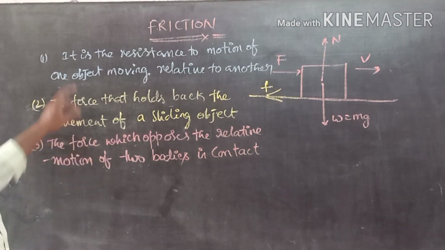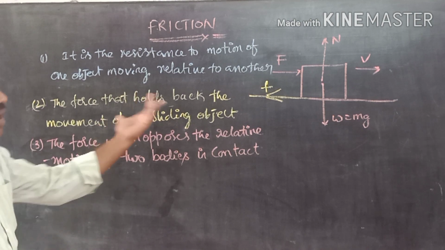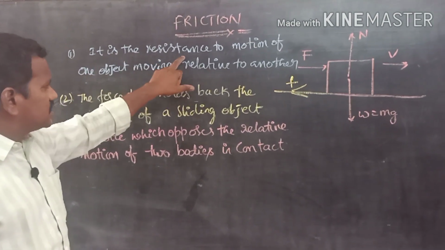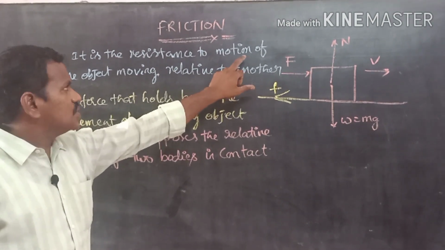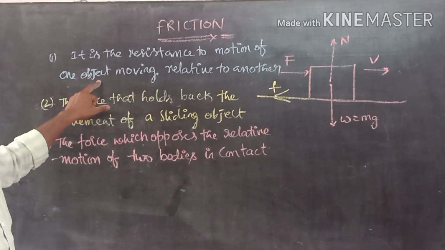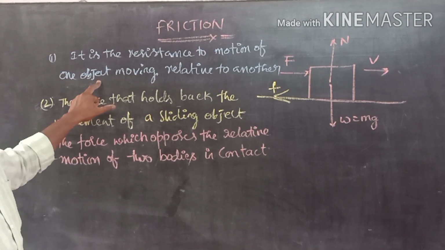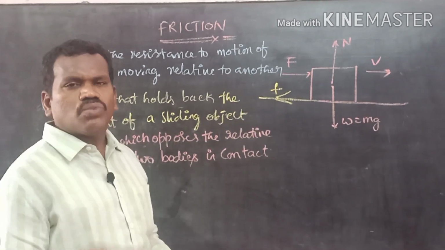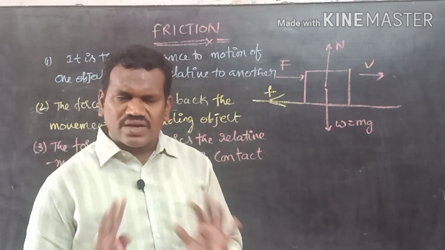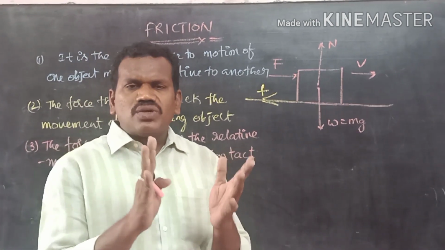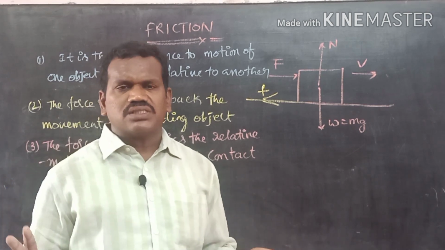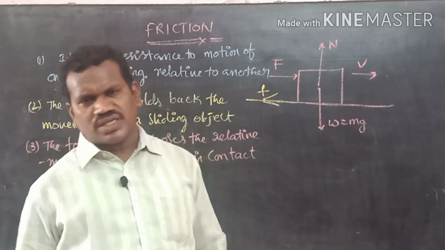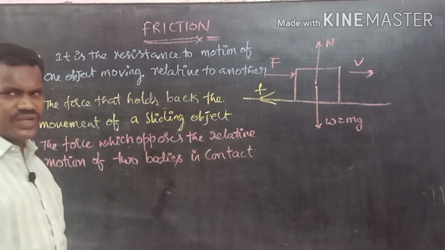Now let us come to this. It is the resistance. Resistance is nothing but opposing force. Same meaning, but the terminology is different. It is the resistance to the motion of an object. This means one object is in motion, another object is at rest relative to it, or both of the objects may be in motion. Wherever it may be, the opposing force is developed. That opposing force is the cause for stopping the relative motion of the objects. That force is called friction. You can understand these are all the definitions of friction.